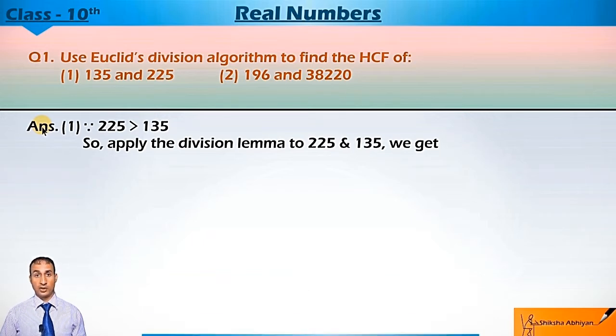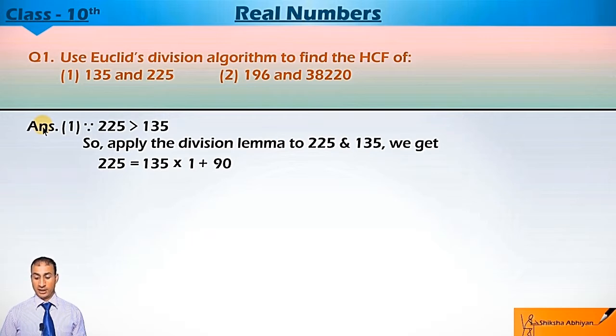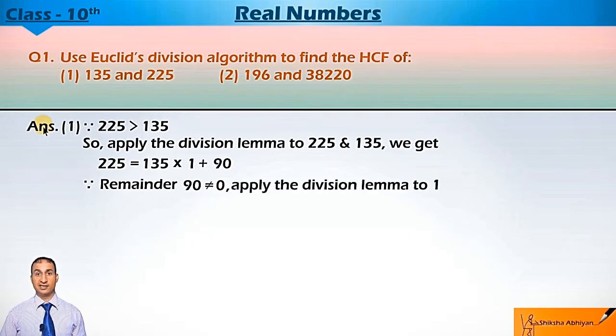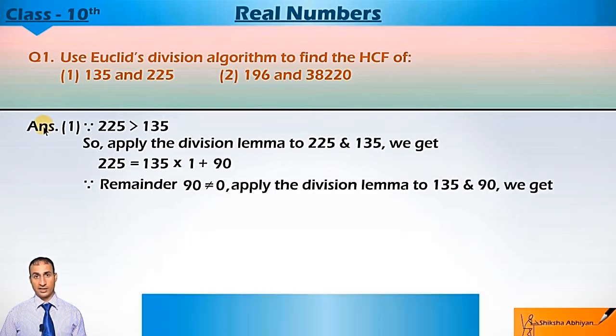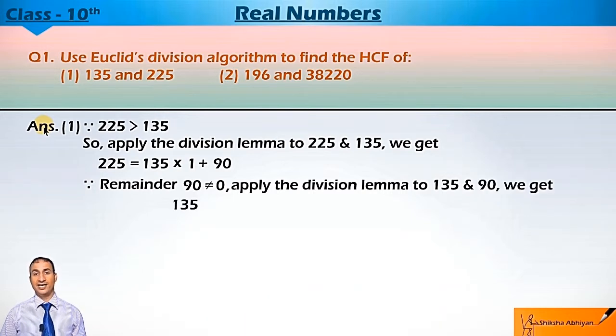We get 225 can be written as 135 into 1 plus 90, because 1 is quotient and 90 is remainder here. Since remainder 90 is not equal to 0, so apply division lemma to new dividend, that is 135, and new divisor 90. We get 135 equal to 90 into 1 plus 45.